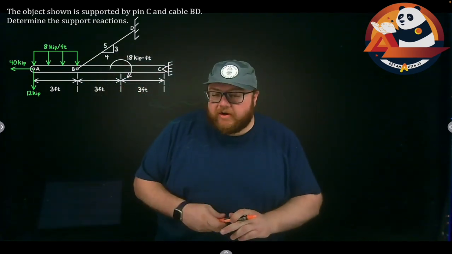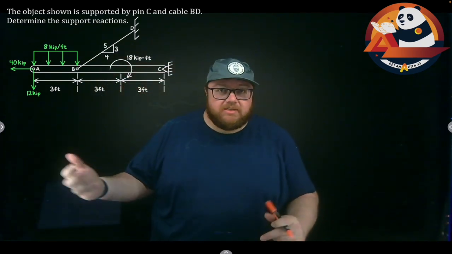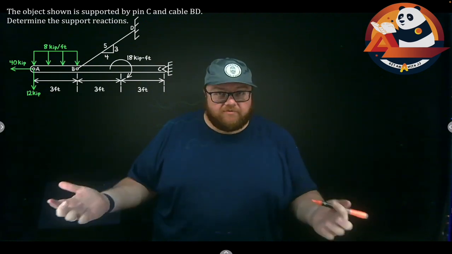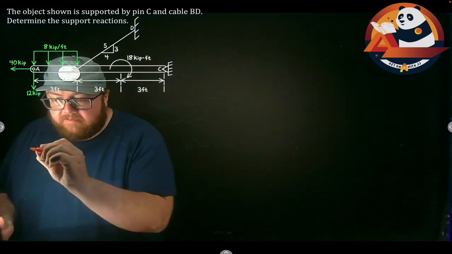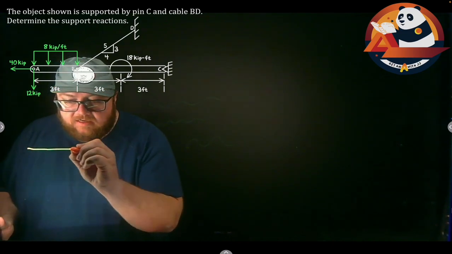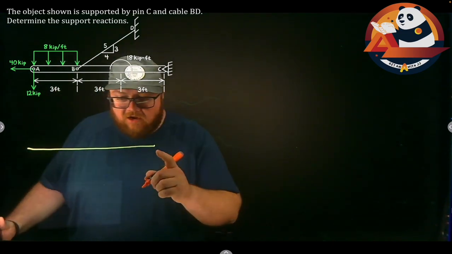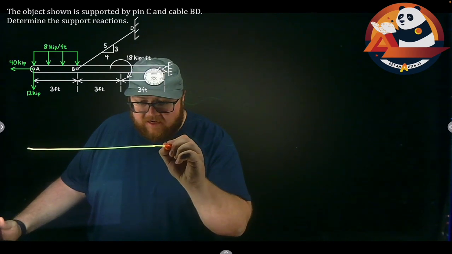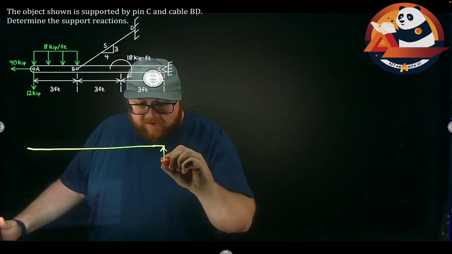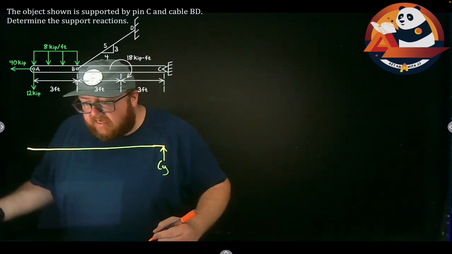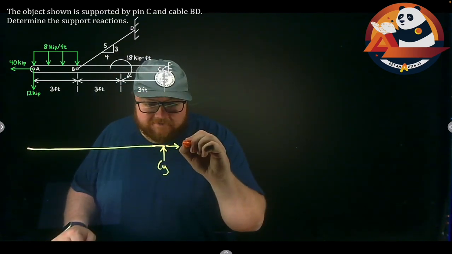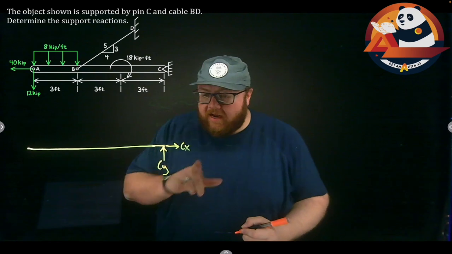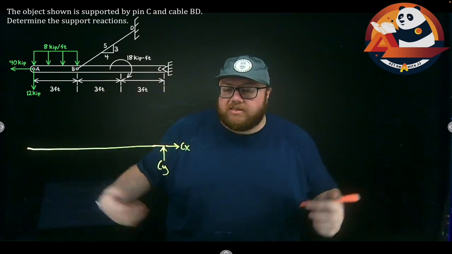Anytime we're looking for support reactions, we know we're going to use the equilibrium equations, which means I should make a free body diagram. So let's draw a free body diagram of this. We can model our beam just as one straight line. Over here at C, I should put in a Cy for the pin and a Cx for the pin. I'll guess up and to the right. Again, I could guess anything I want here. The math will let us know if we were correct or not.